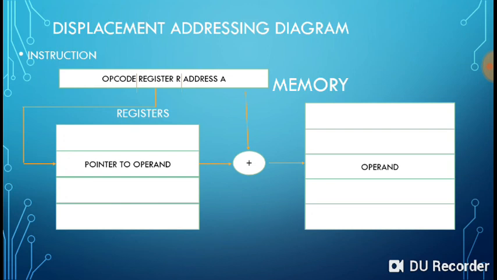So in this displacement addressing method, the address field holds two values. The address field holds two values: A, the base value, and the R register that holds the displacement value. It also has three versions, which are relative, base register, and indexing.